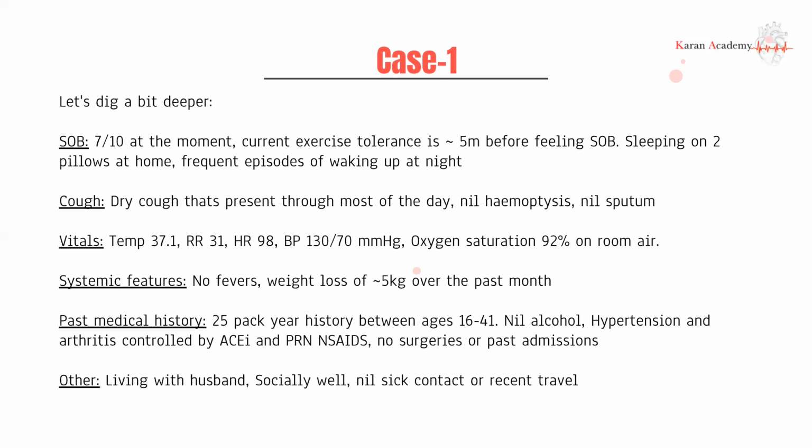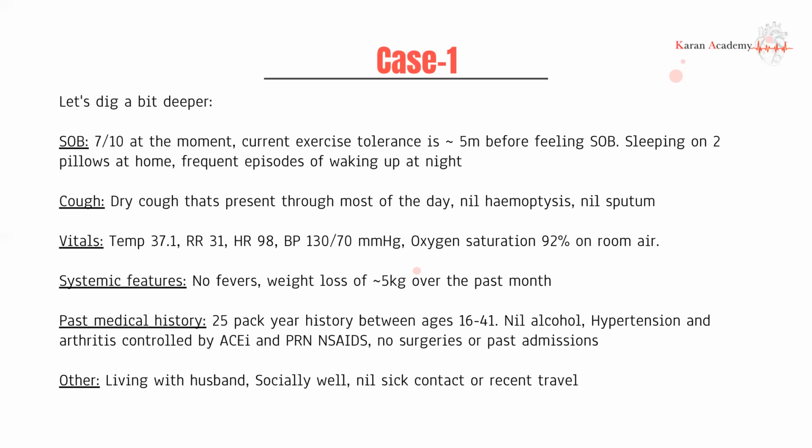So let's dig a bit deeper. Because you are Monash students and you were absolute guns in pre-clin, you know how to take a really, really good history of presenting complaint. So her shortness of breath is, she says, 7 on 10, although ideally always try to assess shortness of breath based on exercise tolerance. Her current exercise tolerance is about 5 meters before feeling short of breath. Let's say her normal exercise tolerance was about 500. She's sleeping on 2 pillows and has frequent episodes of waking up at night. She has a dry cough throughout the day with nil hemoptysis and no sputum.